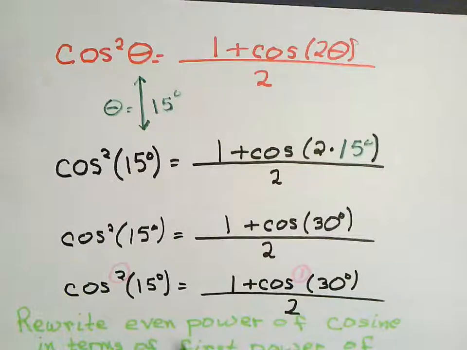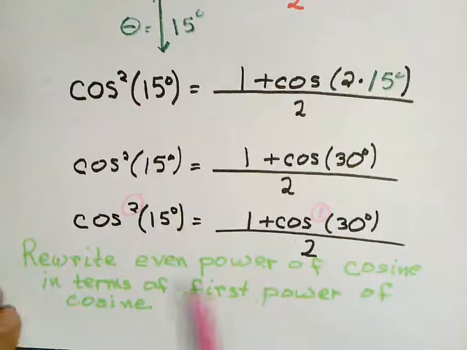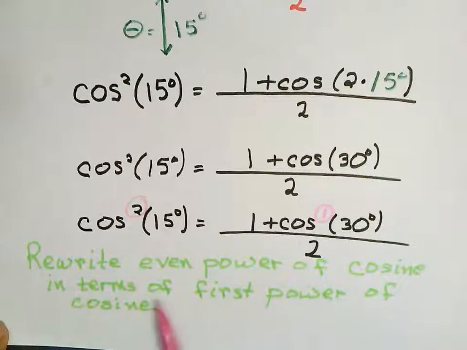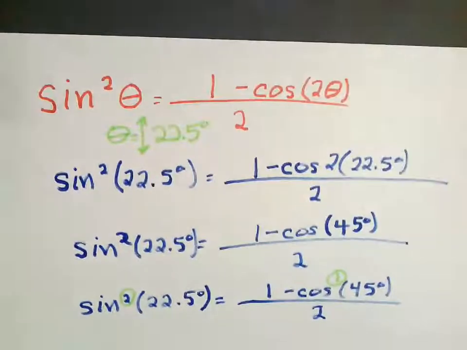So we rewrite an even power of cosine. Let me move this up so you can see it. We rewrite even power of a cosine in terms of the first power of cosine. See, even power, first power. Okay. Let's look at another of our reduction formulas.